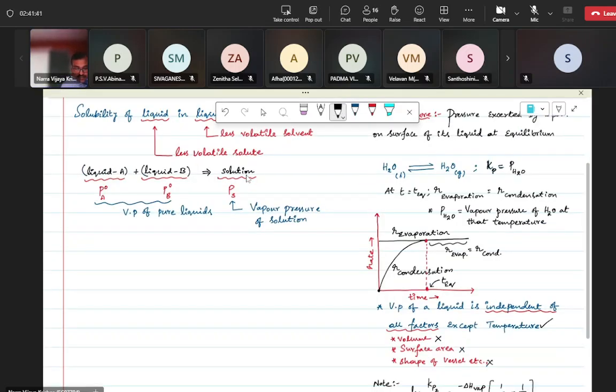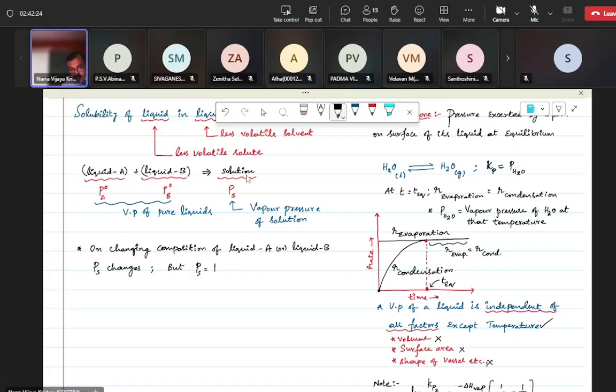Listen carefully. On changing the composition of liquid A or liquid B, PS changes. Correct? But PS is always equal to pressure shown by A plus pressure shown by B. Accepted or not? What is the difference? What is the meaning of it?